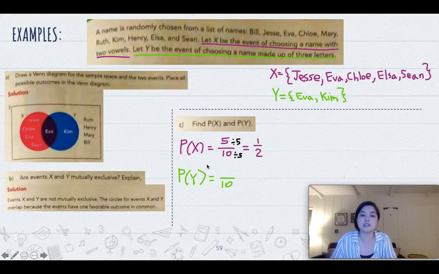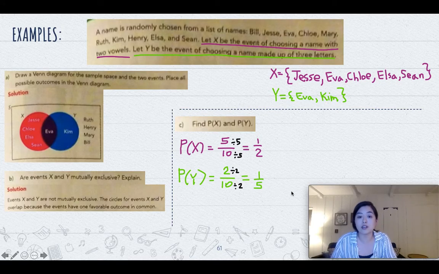What about the probability for the event Y? Again, there are 10 equally likely outcomes in the sample space, so I put that in the denominator. My numerator has the outcomes favorable to Y, which is 1, 2. So it's 2 in the numerator. I can simplify that, and that'll become the fraction 1/5.